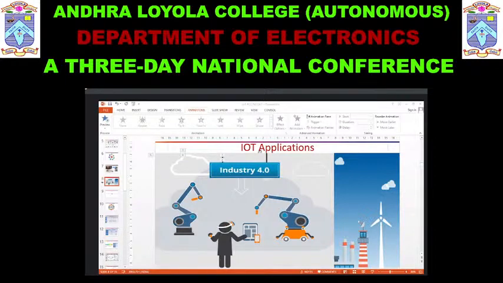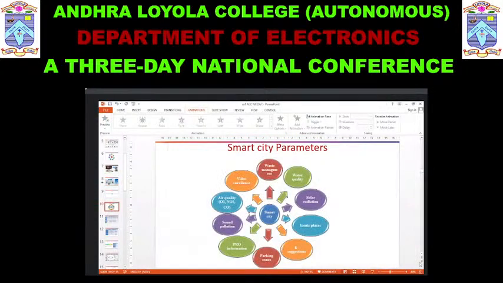Now these are the smart city parameters. Is the slide visible? Yes, sir, the slide is visible, sir, the IoT applications.